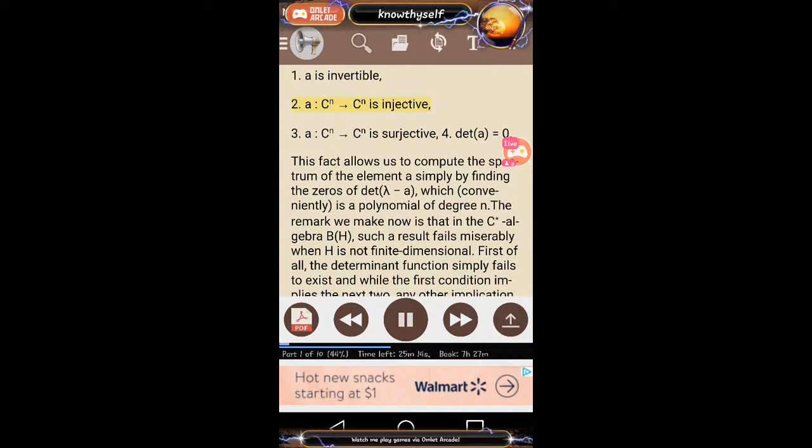Cn → Cn is injective. 3. Cn → Cn is surjective. 4. det A ≠ 0. This fact allows us to compute the spectrum of the element A simply by finding the zeros of det(λ1 − A), which conveniently is a polynomial of degree n.